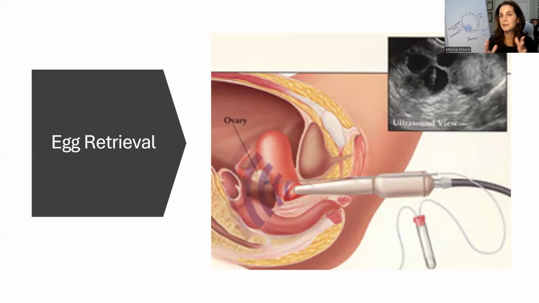Since there is a natural attrition rate, meaning from the amount we start with in terms of eggs to the amount of blastocysts that we get, there's a big jump or reduction. We want to start off with as many eggs as we can, hence why you're taking the stimulating medications.